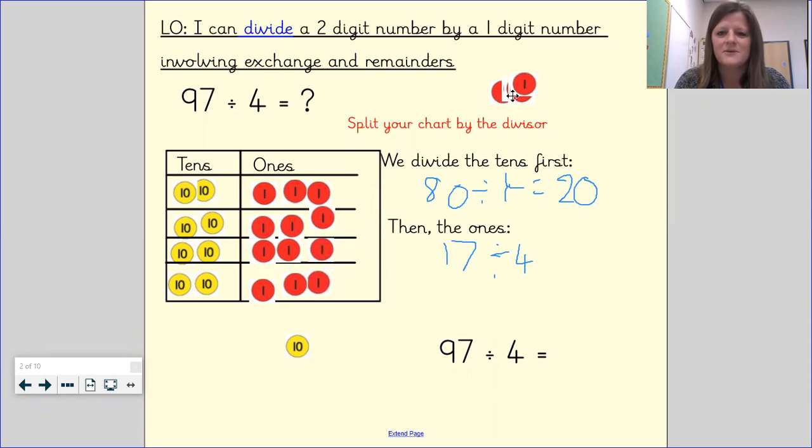sorry, I've just noticed my 4. It's because I was distracted by Mr. Constantine coming in. Notice my writing is appalling, but hopefully you can bear with me and you know what I've done.